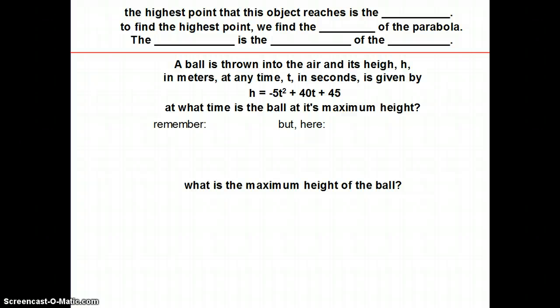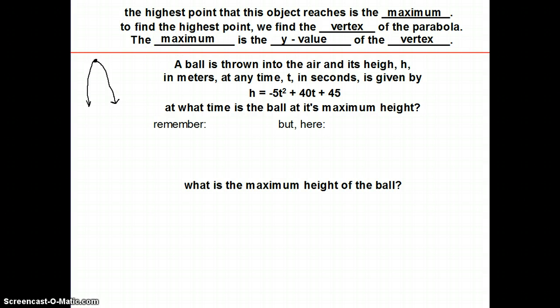As we move on to the next slide, I'd like for you to think about this. The highest point that this object reaches is the maximum. To find this highest point, we need to find the vertex of the parabola. So if you remember, a parabola looks something like this, and the vertex is the peak, or the very highest point. So to figure out what is the greatest possible height that this object can take, we need to find the vertex of the parabola.